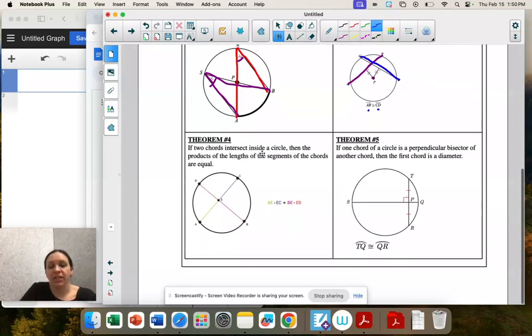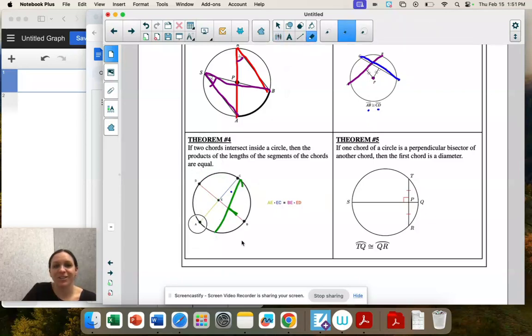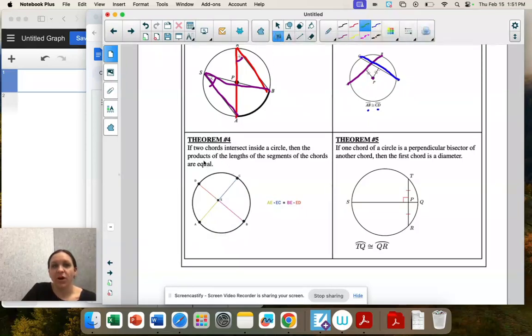Okay, if two chords intersect inside a circle, then the products of the lengths of the segments of the chords are equal. And we actually don't use this one in this section, but it's just a good theorem to know. So AE times EC, you multiply them, and then you multiply DE and EB, and those are the same. It's the products that are the same, not the length of the chords. So product means multiply.